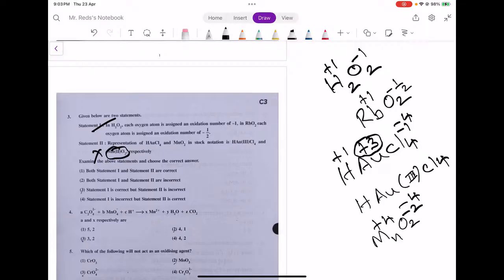Statements 1 and 2 are correct. This is not the correct option. Both statements 1 and 2 are incorrect. This is wrong. Statement 1 is correct, but statement 2 is incorrect. This is the correct option. Okay, students. Go to the next question.